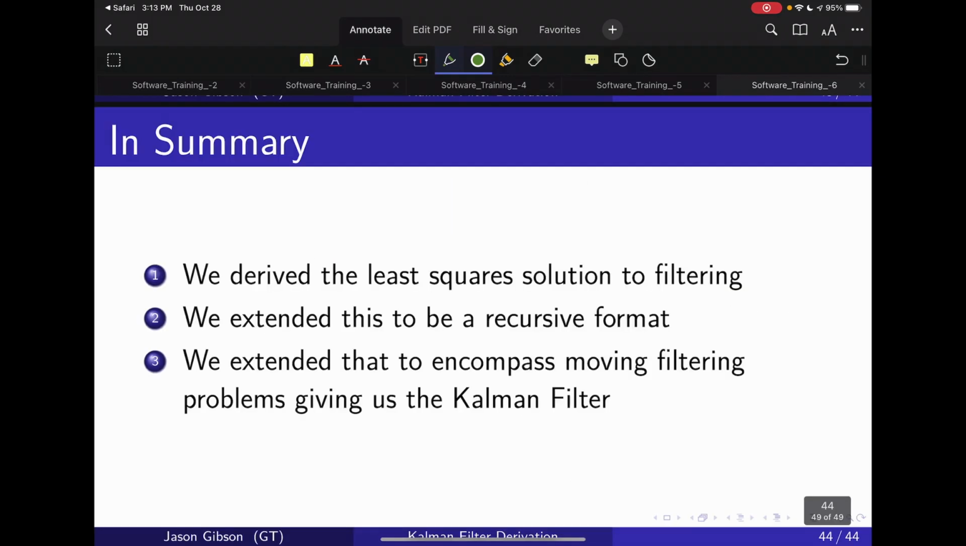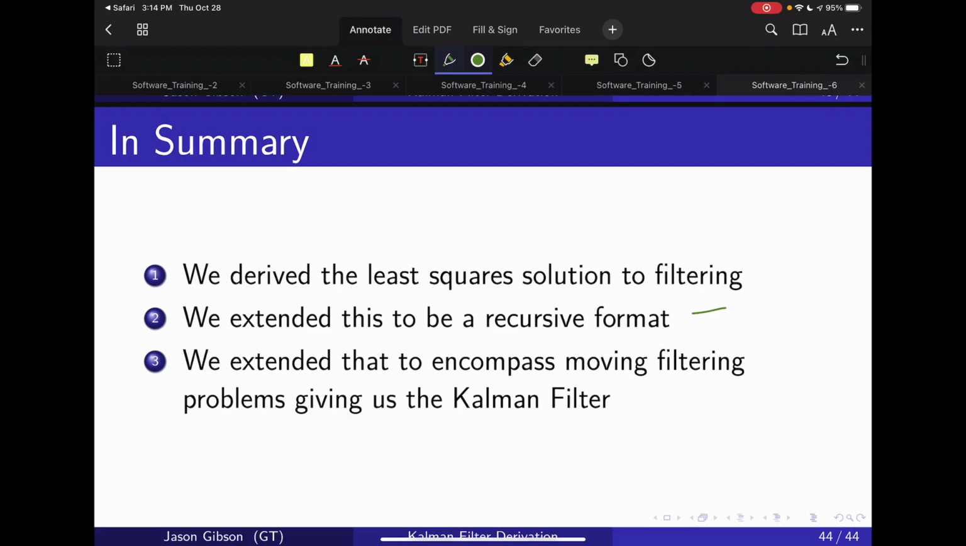In summary, what we've done in the last 4 lectures is we've started out with some idea that we have a sensor reading and we have some motion model. We derive the least squares solution to filtering. So this allows us to have a mathematically sound way of predicting a state vector given some noisy sensor readings. Then we took that, which was required to be applied in a batch setting, and extended it to the recursive format here, which is using the recursive least squares estimator.